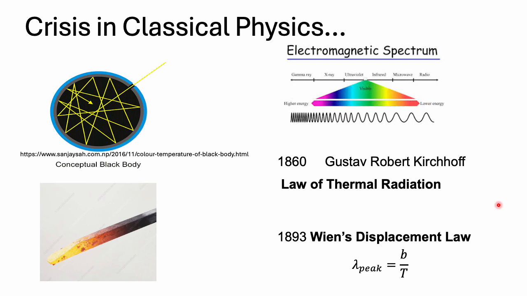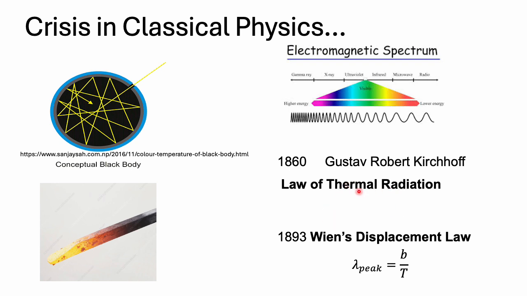And the law of thermal radiation, this is from Gustav Robert Kirchhoff in 1860, states that any object at a temperature above absolute zero emits electromagnetic radiation. The amount and type of radiation emitted depend on the object's temperature and surface properties.